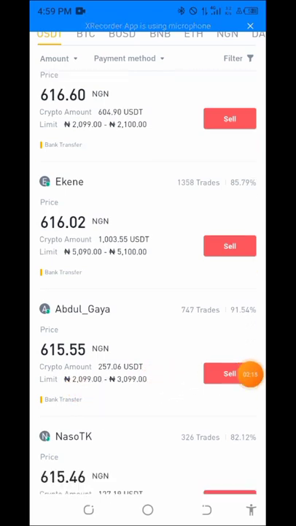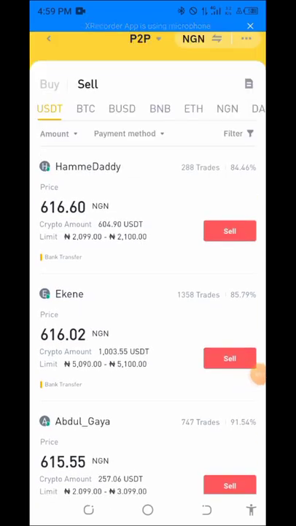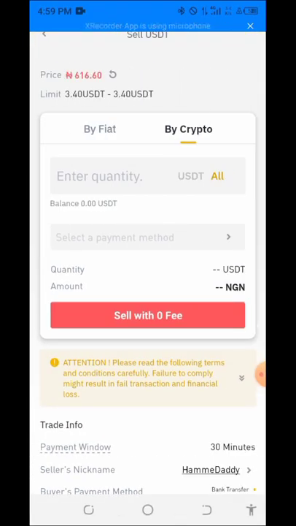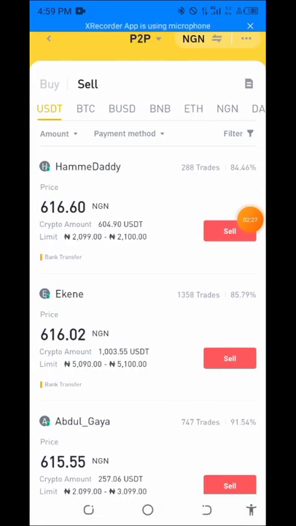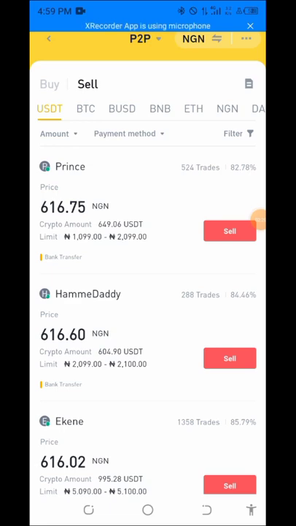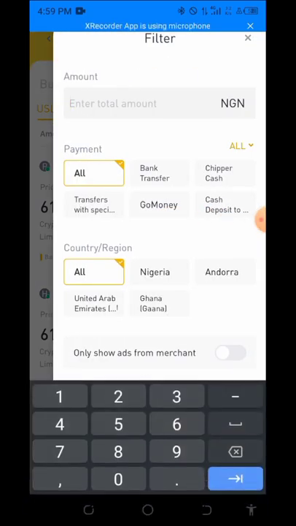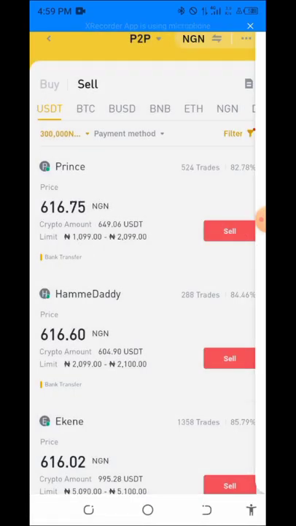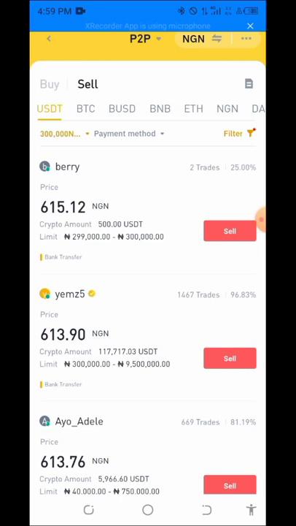So let me show you something. Clicking on sell, you can see the pricing is still the same, 616.60. Okay, let me show you something. Let me filter this very thing. Let me put a kind of huge amount, let's say maybe 300,000 naira. Yeah, this 300,000. Let's filter it and see. So just see the price here.